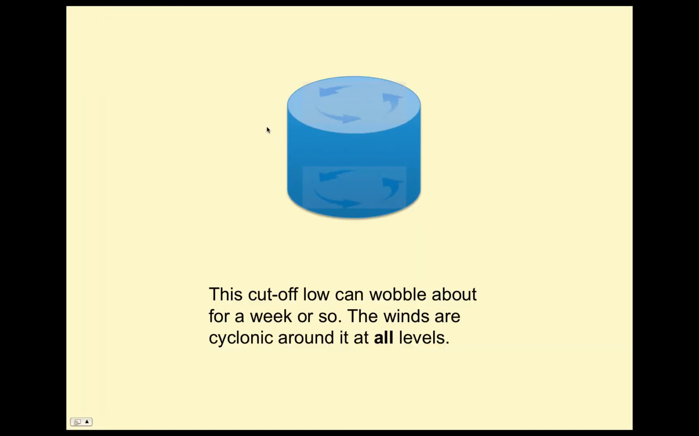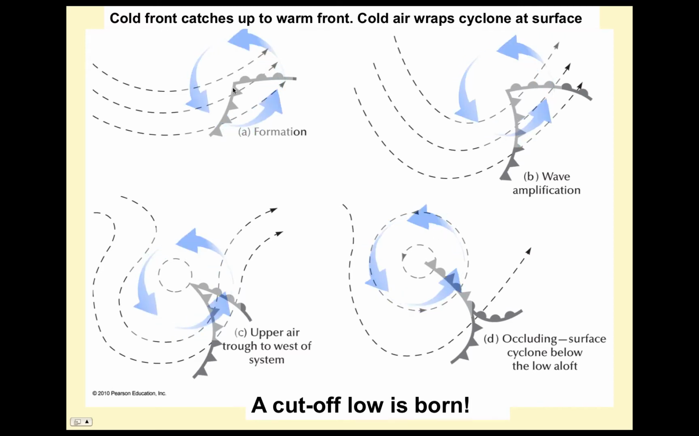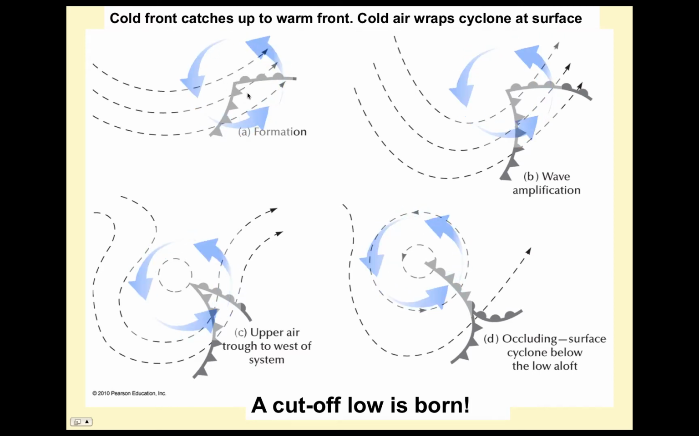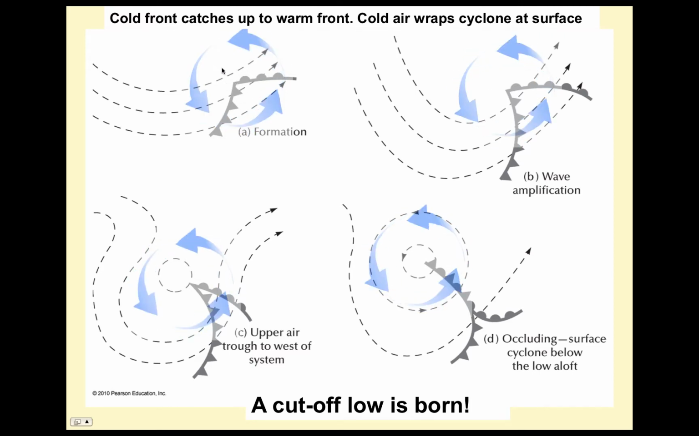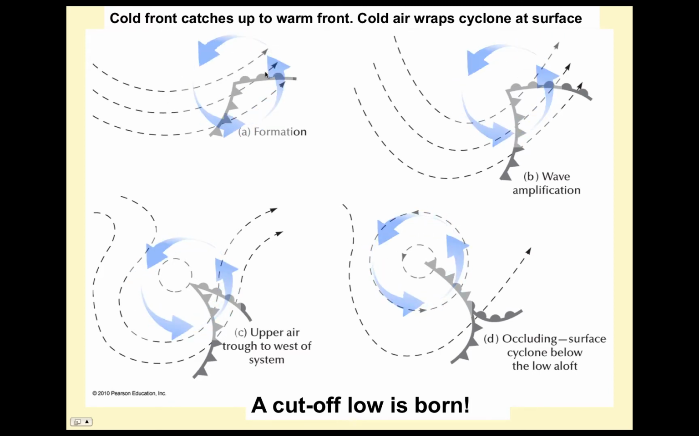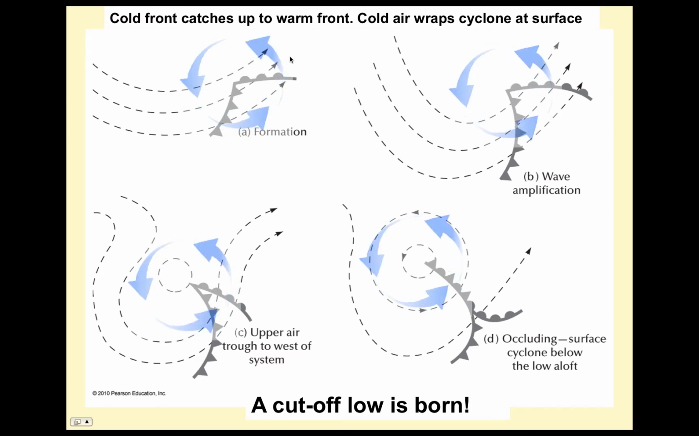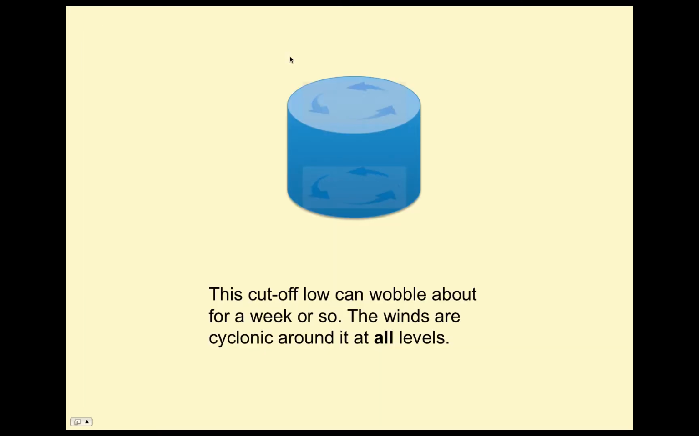So this is kind of a figure of what a cutoff low looks like. It really is cyclonic flow, or counterclockwise flow in the northern hemisphere at all levels. And that is not what a developing surface cyclone looks like. Here we can see a developing surface cyclone. It has surface winds spiraling cyclonically at the surface, but aloft, the winds are actually going from southwest to northeast. So there is no cyclonic motion aloft. When you cut off though, however, you do have cyclonic motion at all levels.